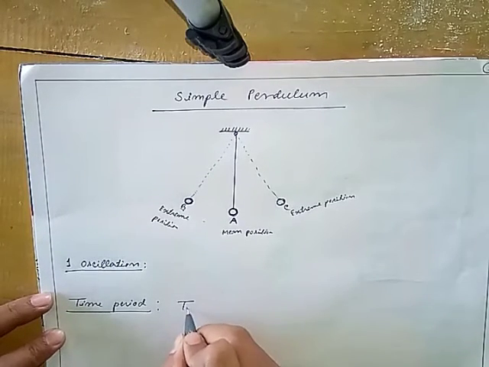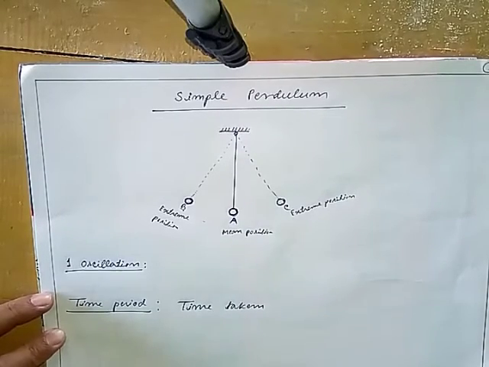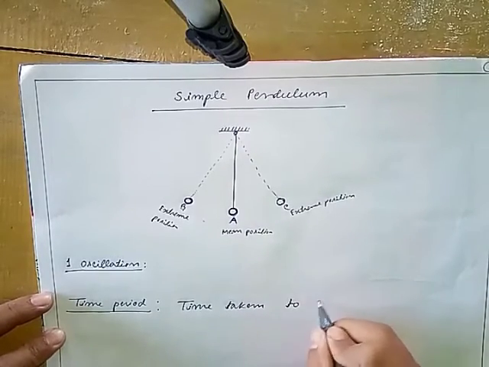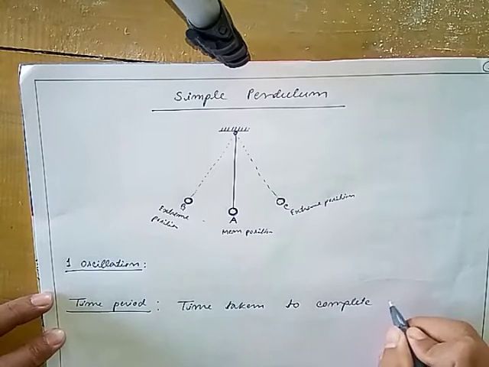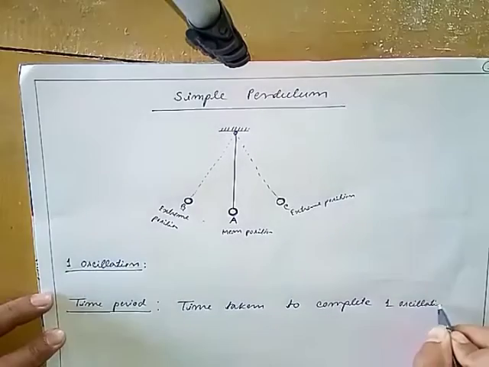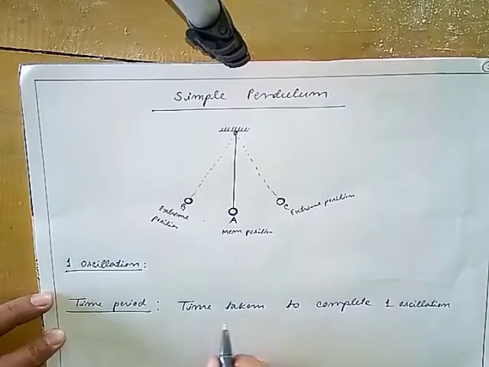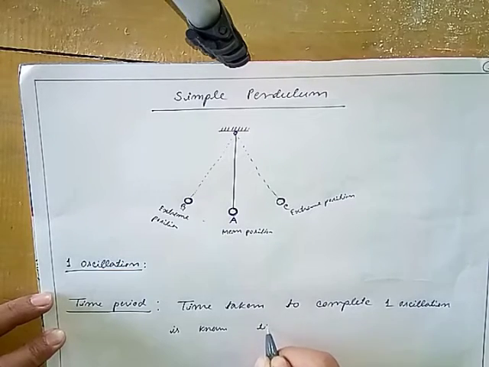So what is time period? The time taken to complete one oscillation. The time required to complete one oscillation is known as time period.